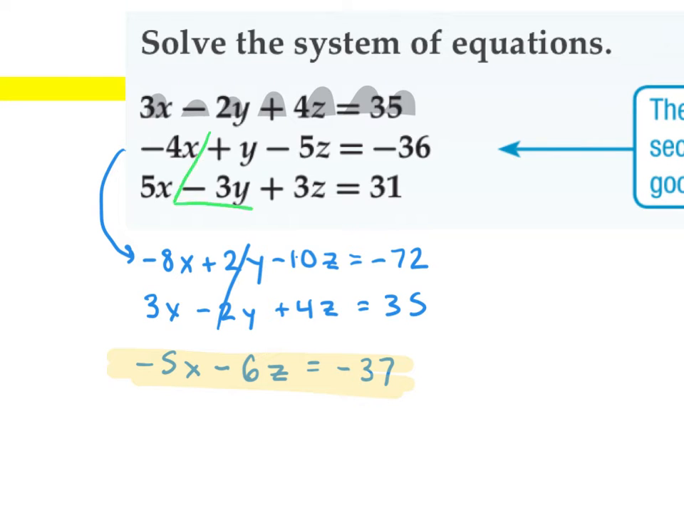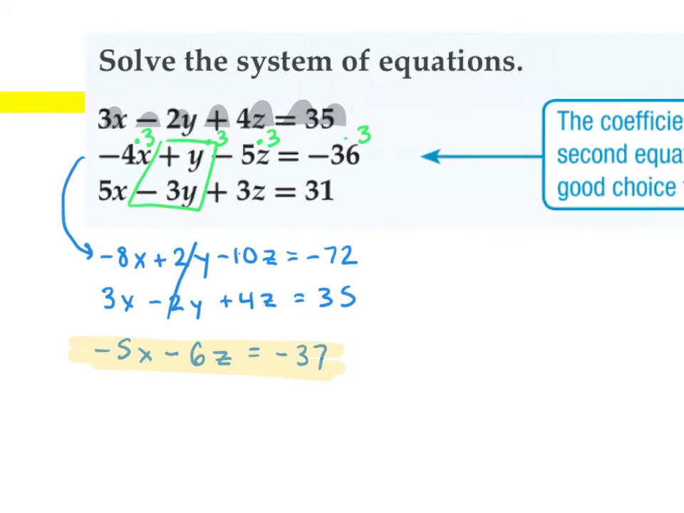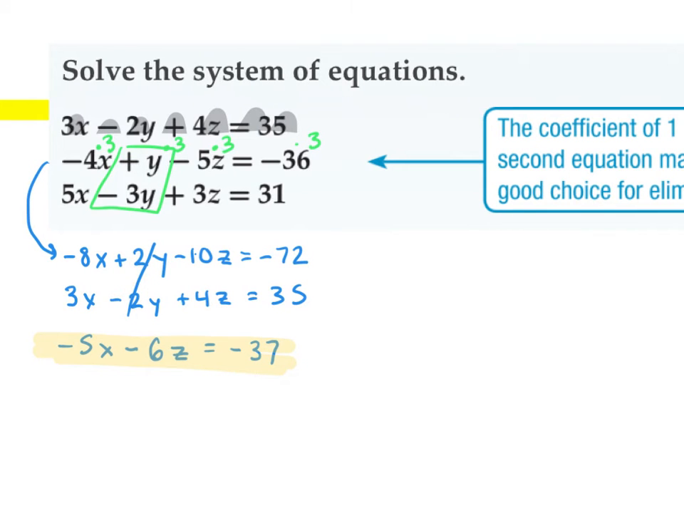Now our goal is to cancel out the y's, but what do we need in our second equation? What coefficient do we need in front of that y to get it to cancel? 3. So what do we have to multiply times everything in our second equation for it to be 3? Times 3. So we're multiplying everything in our second equation times 3. I'm going to rewrite it over here. What's negative 4 times 3? Negative 12x. Plus 3 times y, which would just be 3y.